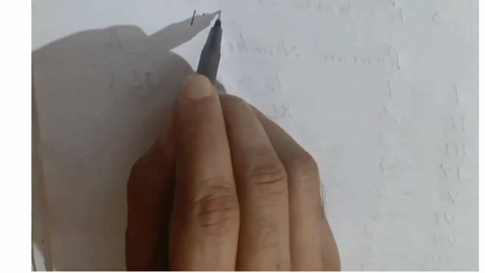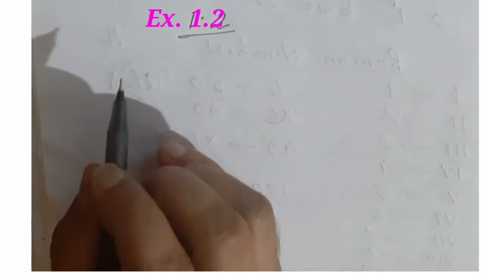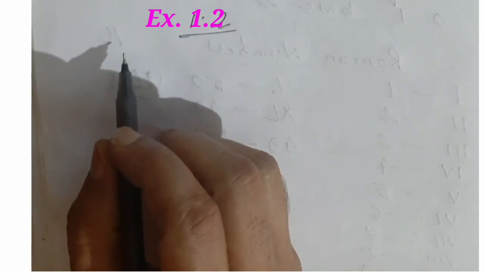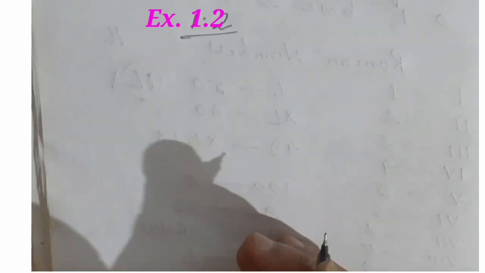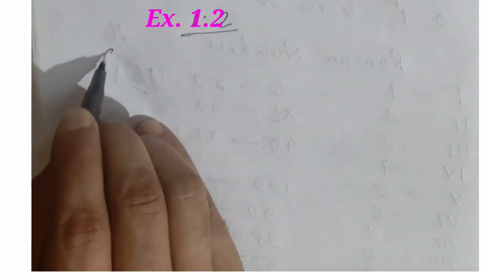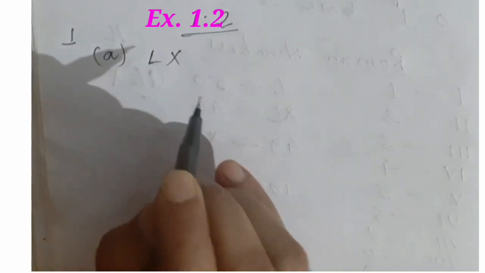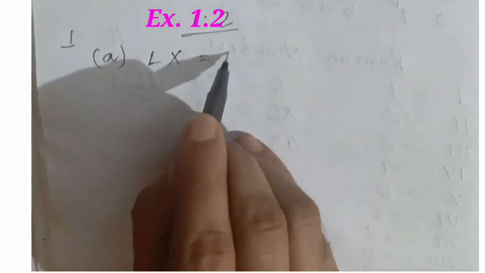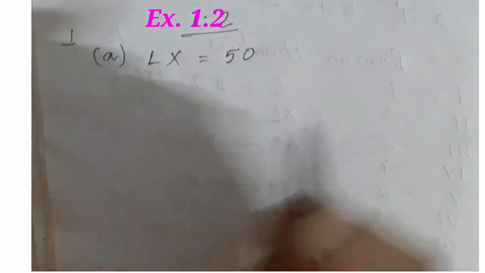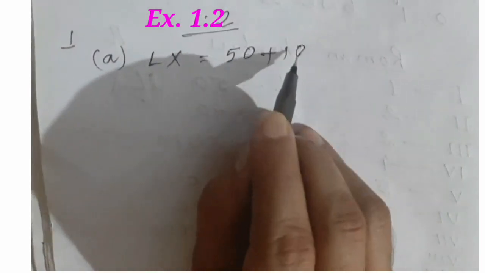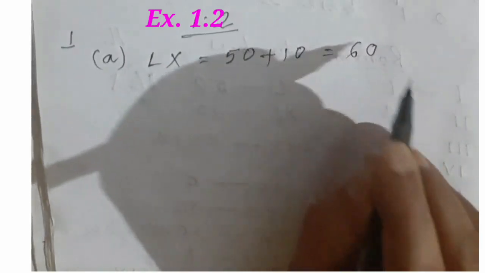Now we are going to solve the problems from exercise 1.2. The first question is, write the following Roman numerals in the decimal system. Roman numerals are given, and we have to convert them to the decimal system. The first one is LX. Since L is 50 and X is placed on the right side, the 10 will be added, so this becomes 60.